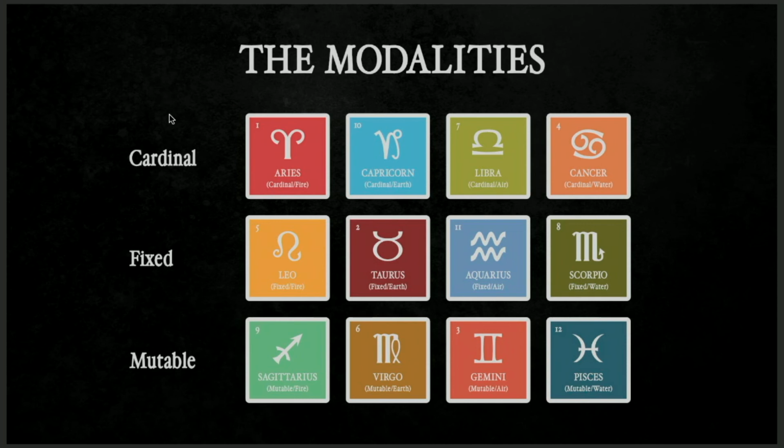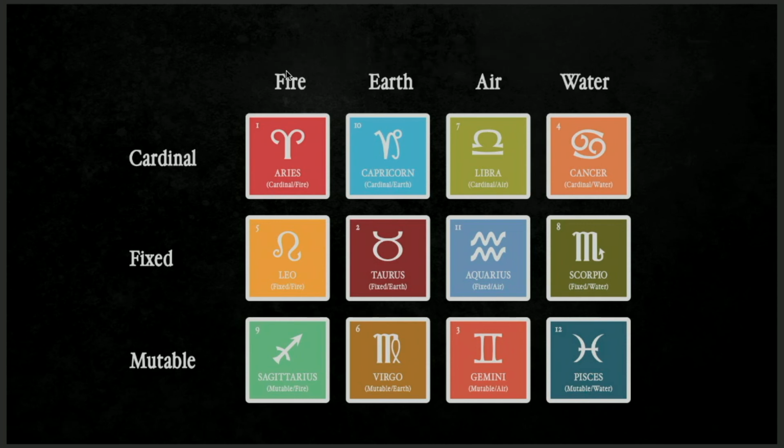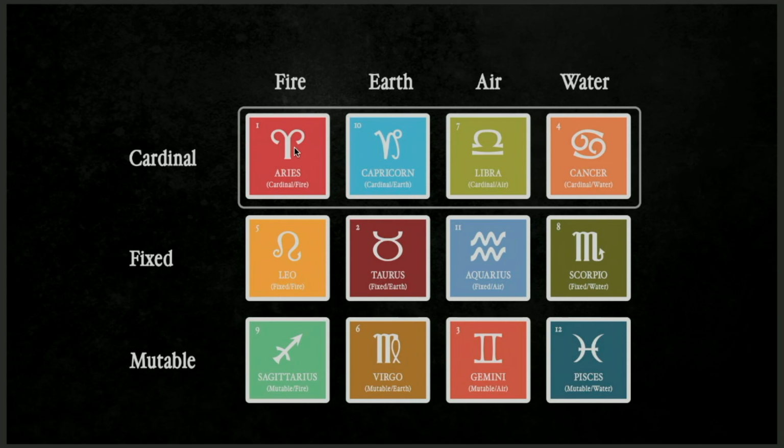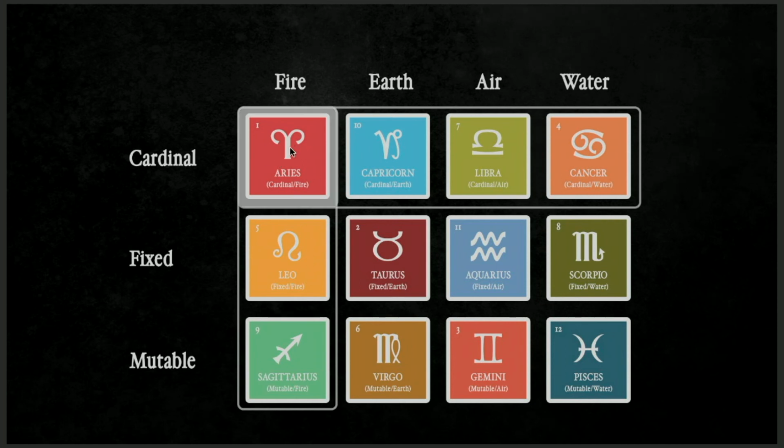But what we can see here is if we consider that in the vertical column we have the elements, fire, earth, air, and water. And in this horizontal column we have the modalities, right? Cardinal, fixed, and mutable. We see something very interesting that develops within these 12 signs of the zodiac. We could have 4 cardinal signs, or we can have 3 fire signs, but we can only have 1 sign that is both cardinal and fire.